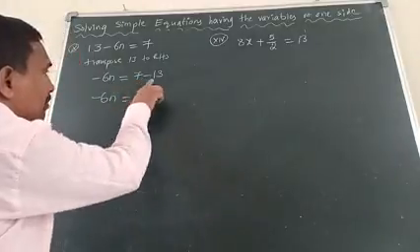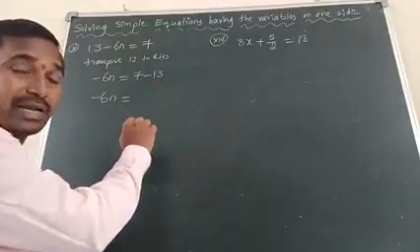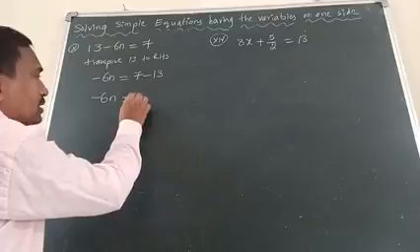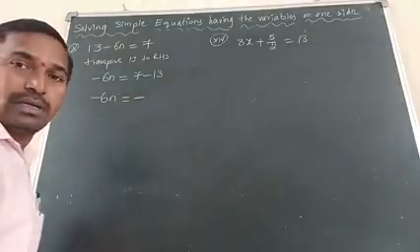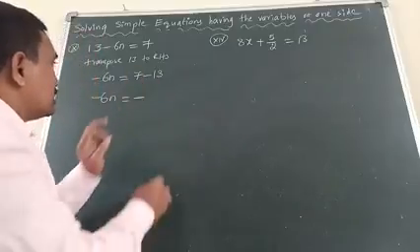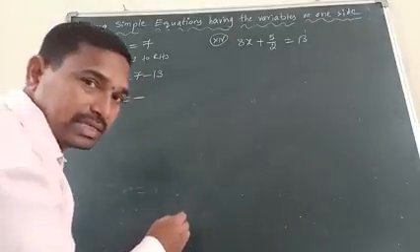For these two numbers, which is bigger, 7 or 13? 13 is bigger, and it has the minus sign, so write minus. Now subtract 7 from 13. So 13 minus 7 is 6.